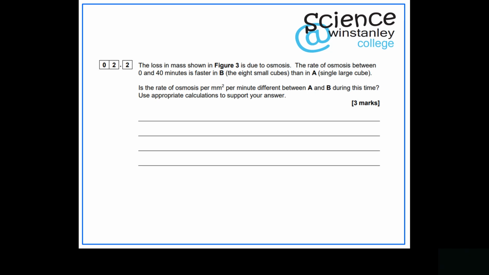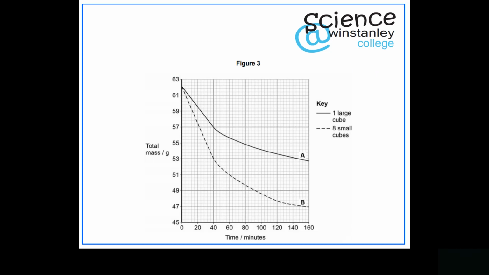What you saw in the investigation is that the potato cubes began to change mass. You've got one of them that is just a big single cube and one of them that is 8 small cubes. The question here says, is the rate of osmosis different between the 2 cubes? Use an appropriate calculation to support your answer. I'm just going to flick back to the graph. It does kind of look like they both drop quickly in the first 0 to 40 minutes, and then they do both level off. So they do look similar, but they do get further apart, so there's something in there.